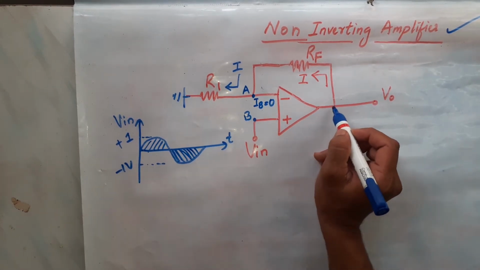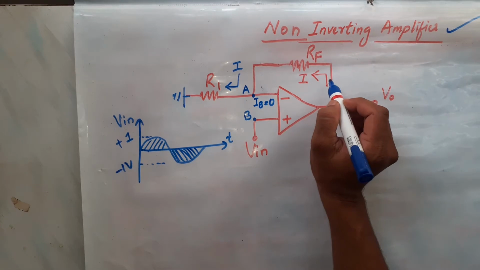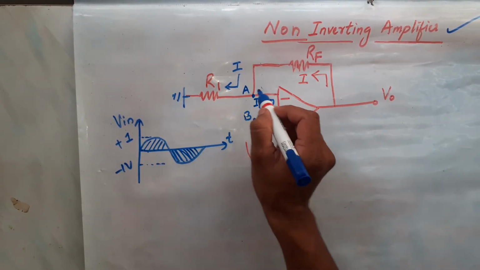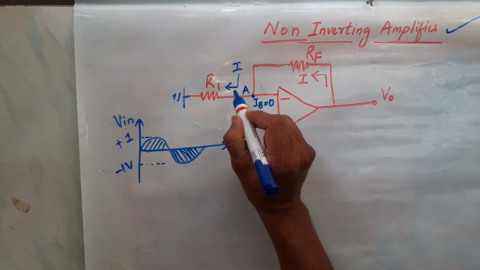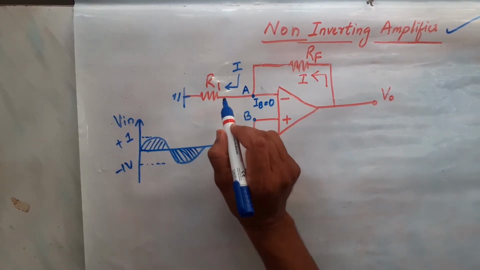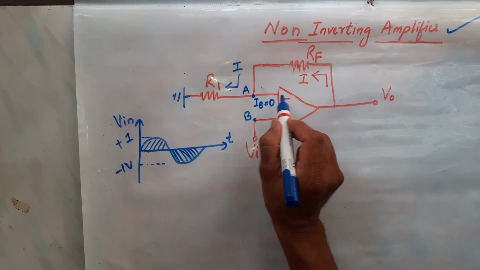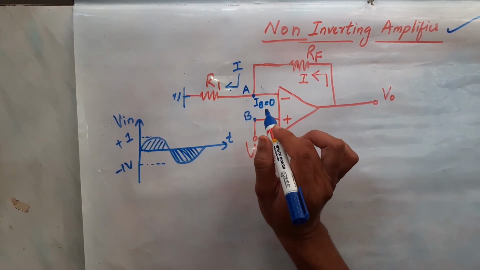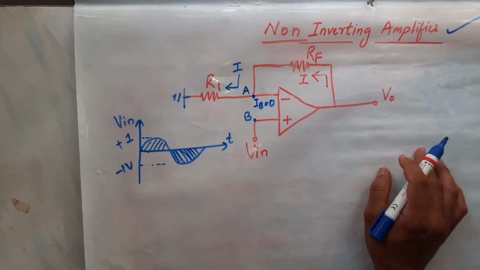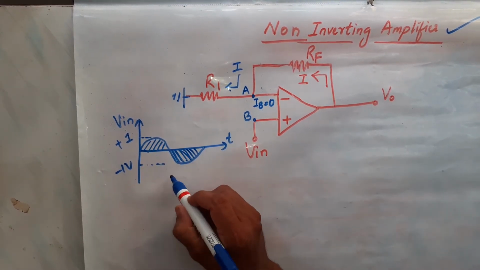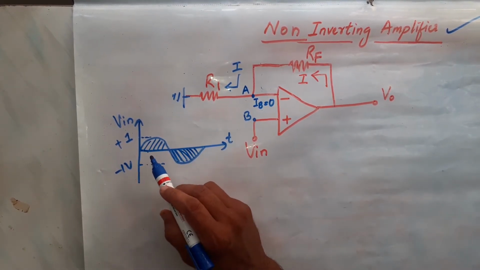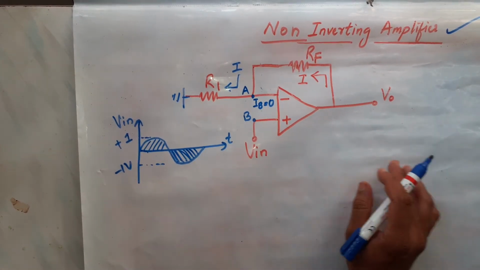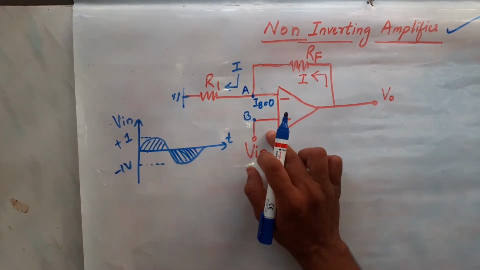Now the current is shown flowing from the output side to the input side like this, and the same current I also flows through resistor R1. No current will flow into your op amp, so once again IB is equal to 0. Suppose this is the input applied: a 1 volt input applied to your op amp. Remember this is non-inverting, so the input is applied to the non-inverting terminal.